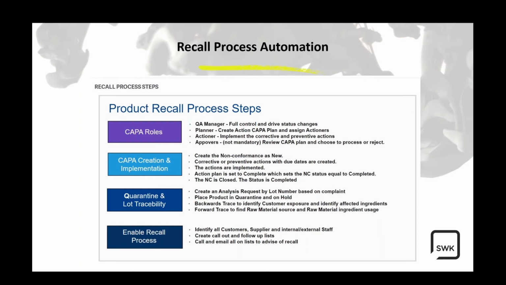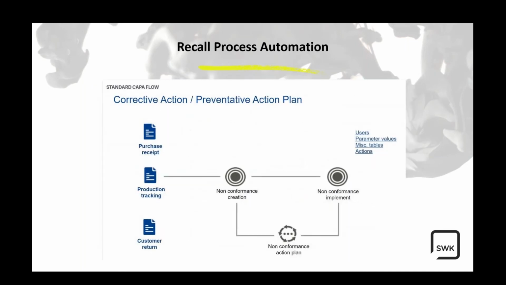And in the end, I can enable my recall process by identifying my customers, putting together that all important electronic file we need to send to the government in case of a real recall, and also setting up my call task to let customers know we have an issue and what it is and what they may have in their warehouse. As an overview, corrective action, preventative action plans start with either a purchase receipt, production tracking, or customer return.